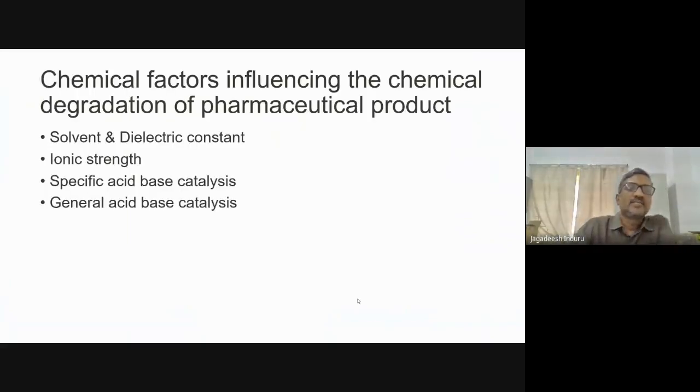So there are major factors that influence the chemical degradation of pharmaceutical products. One is the solvent and its dielectric constant, another is the ionic strength of a solute, and acid-base catalysis, general acid-base catalysis and specific acid-base catalysis. The last two we have already handled. The first one is also a factor we need to write. All five you need to write as the chemical factors influencing the rate of reaction in pharmaceutical degradation.